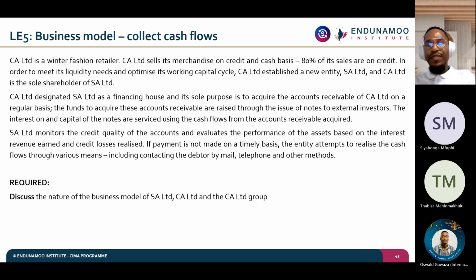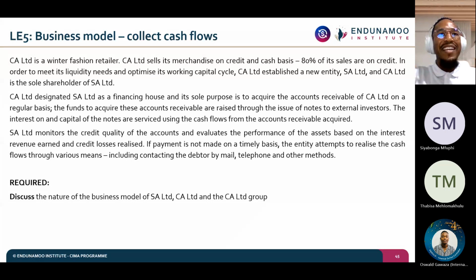CA Limited wants to manage its working capital better. So what CA Limited does is it takes this debtor's book, which is made up of its 80% of credit sale, and sells it over to SA Limited. Once it is sold to SA Limited, SA Limited does everything under the sun to collect the debt outstanding.